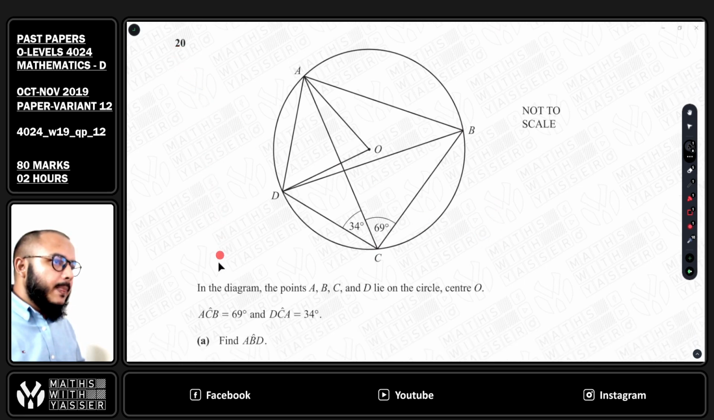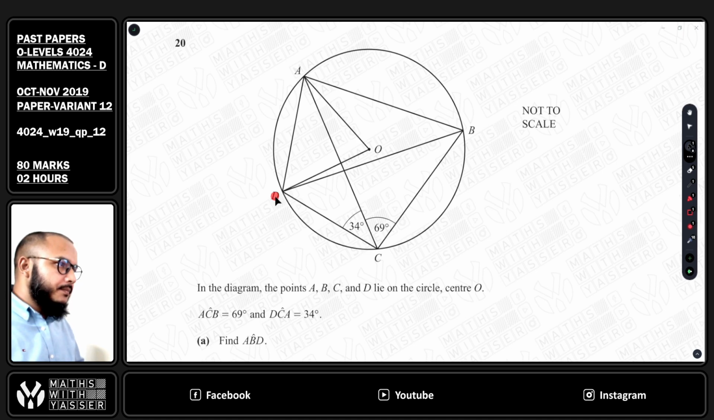Question number 20. In the diagram, the points A, B, C, and D lie on the circle, center O. ACB is 69 degrees and DCA is 34 degrees. We need to find angle ABD. So we need to find this angle ABD. If you look at the points A and D, you will see that point B is subtended from the points A and D. Similarly, the point C is also subtended from the points A and D.